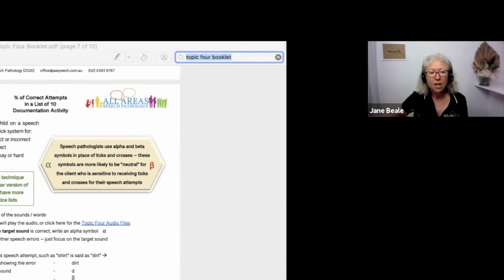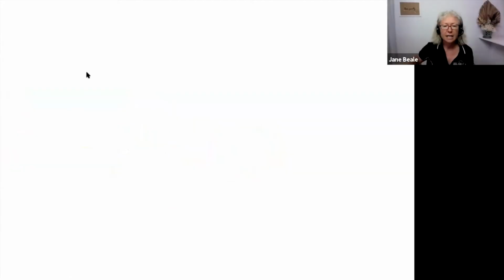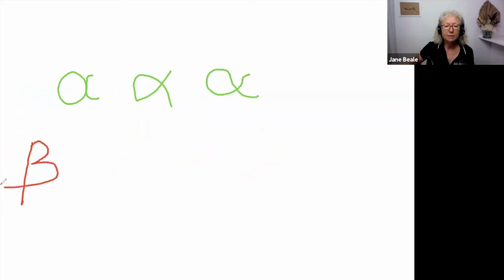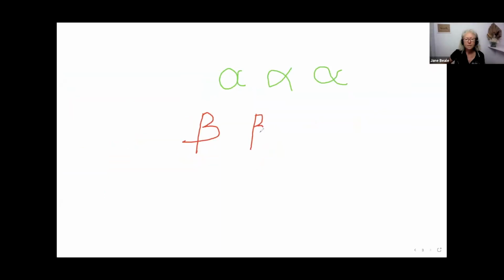So we're on page 5 now, and let's have a look in this shape here. Speech pathologists use alpha and beta symbols in place of ticks and crosses. So the alpha is kind of like the little a. I tend to just sort of do it like that. And the beta is a bit like a capital B and comes through. That's it.